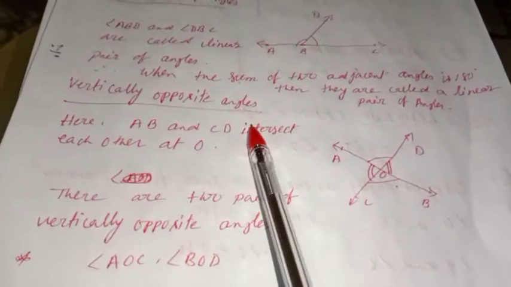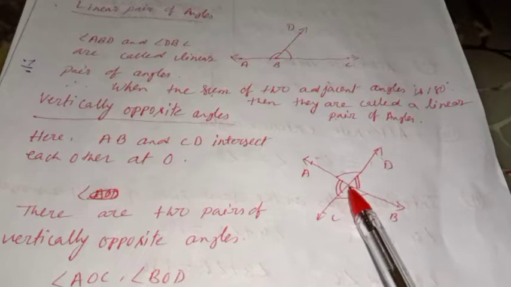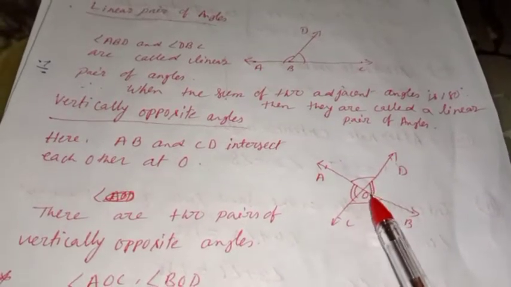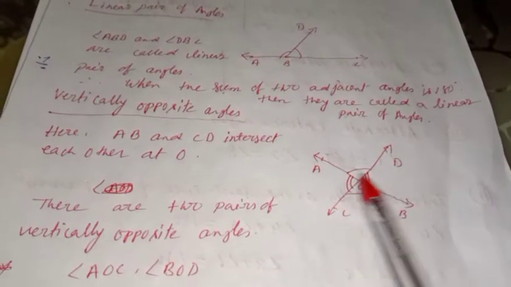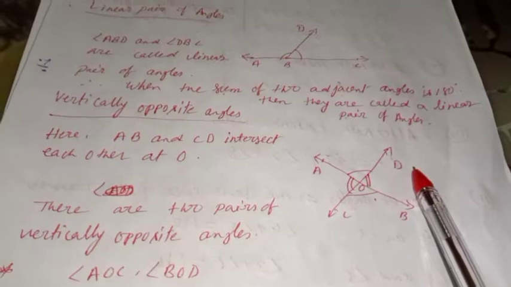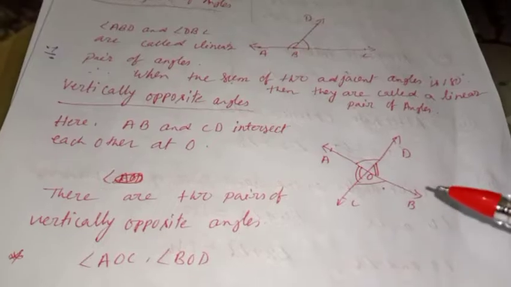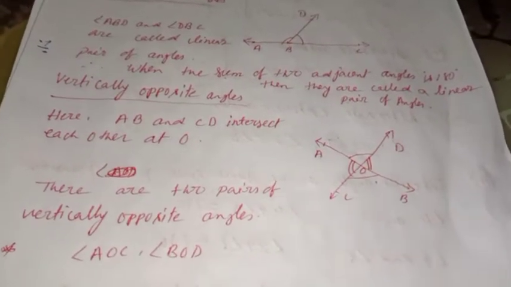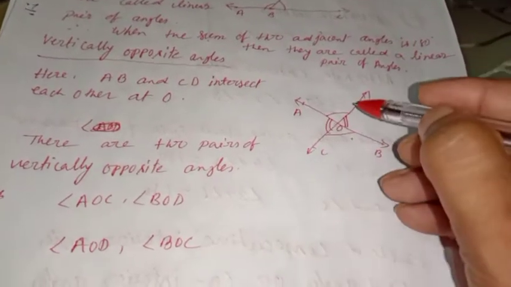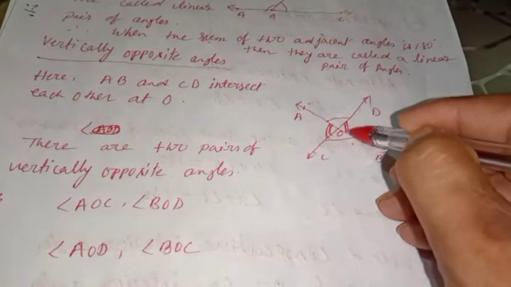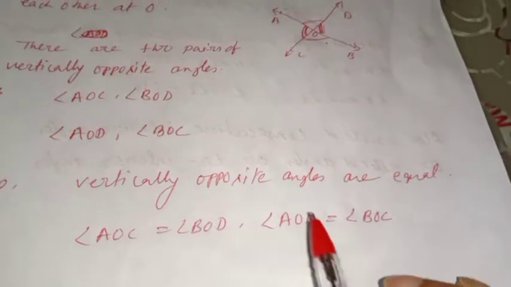Next, vertically opposite angles. If two lines intersect each other, suppose AB and CD intersect at O, then you get pairs of vertically opposite angles: AOC and BOD, and also BOC and AOD. There are two pairs of vertically opposite angles, and you can prove that vertically opposite angles are always equal. That means AOC is equal to BOD. AOC is not equal to AOD. Don't forget, this angle is equal to this angle, and this angle is also equal to this angle. AOC is equal to BOD, or AOD is equal to BOC.